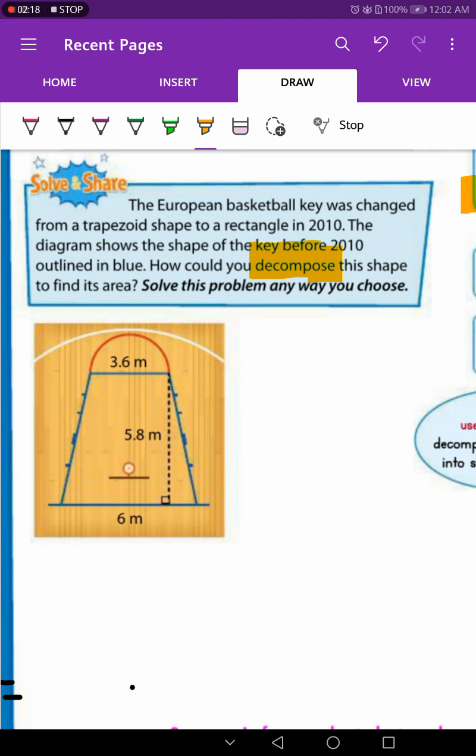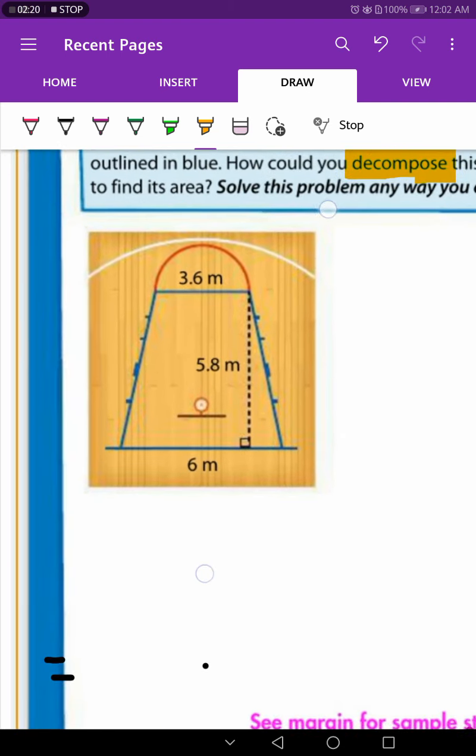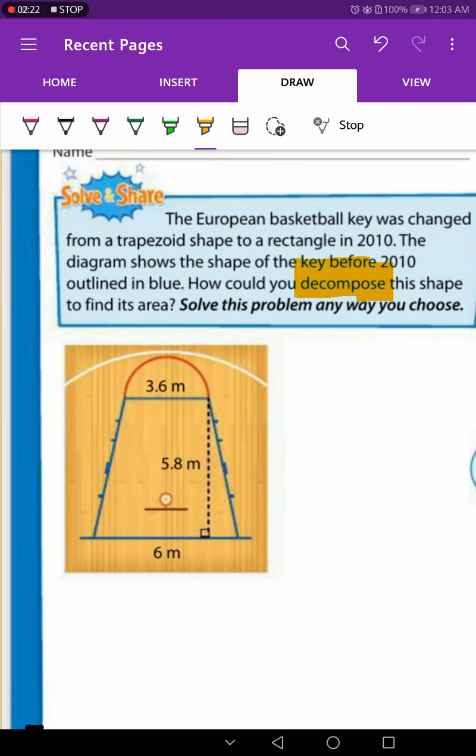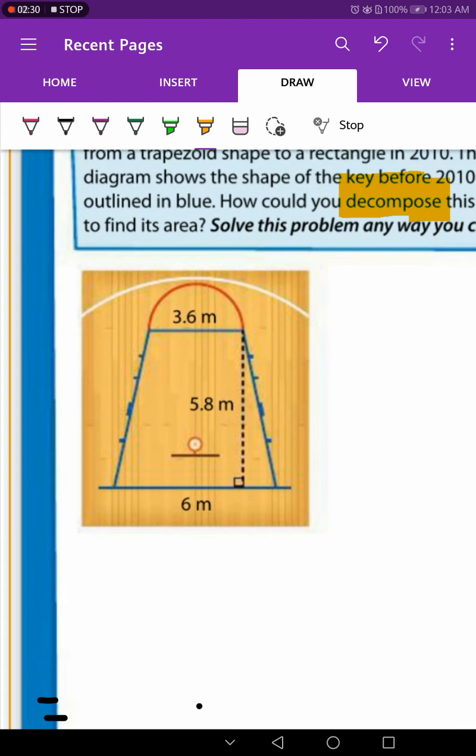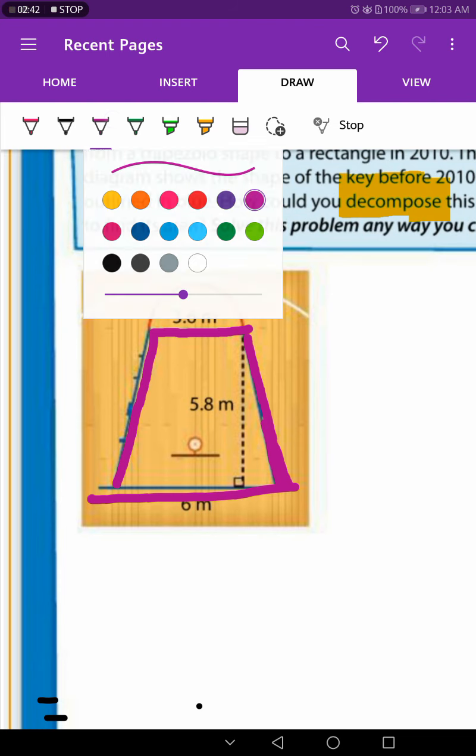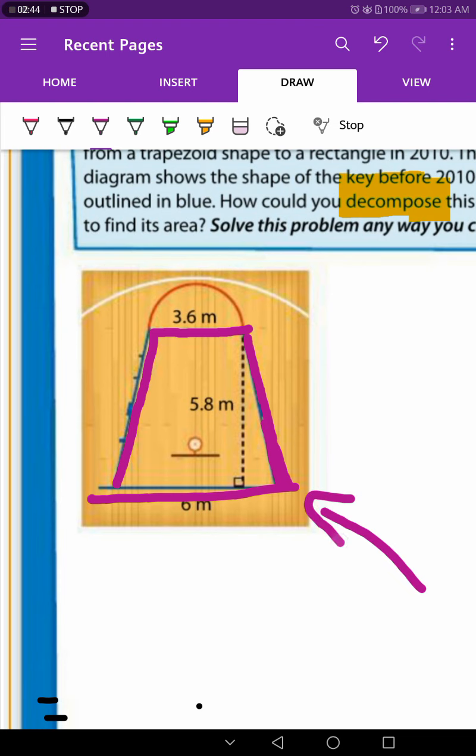How come, teacher? I will show you. You see this? This is the key, the basketball key. See it? It is a trapezoid, in fact. Yes, this is the trapezoid. And this is also a trapezoid. It belongs to the quadrilateral group.